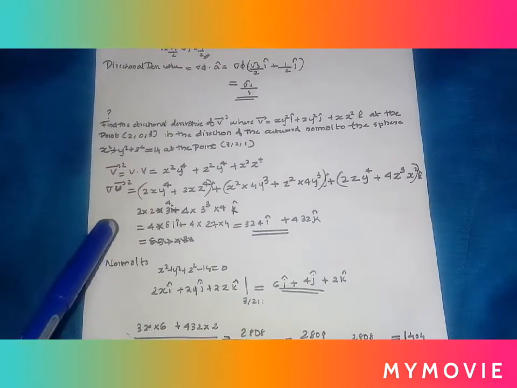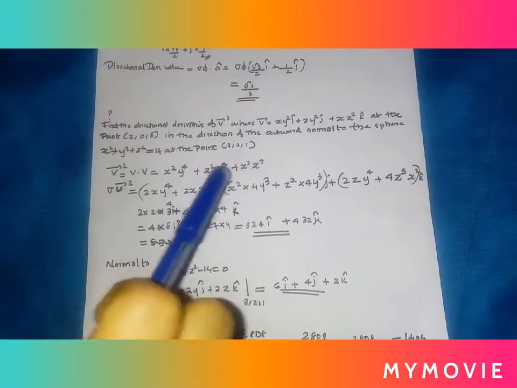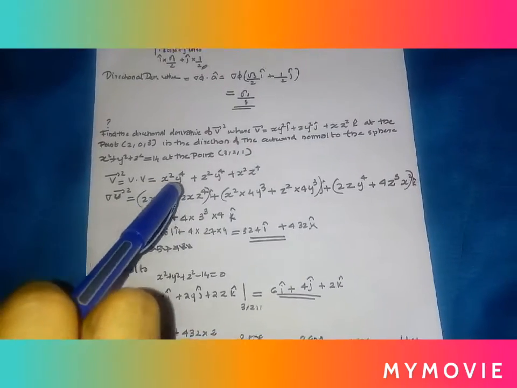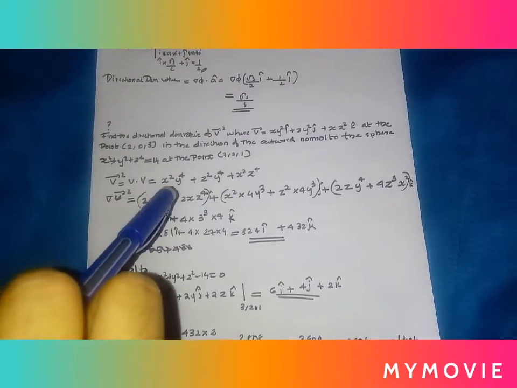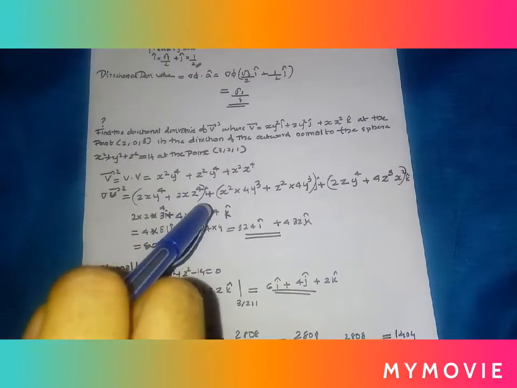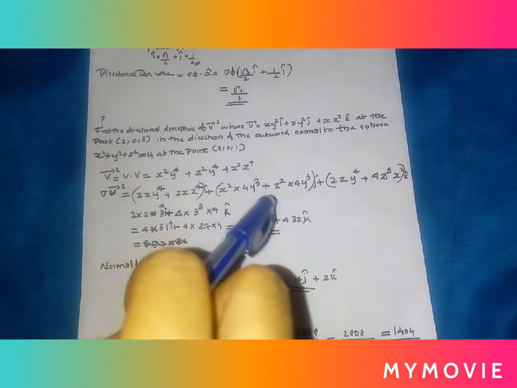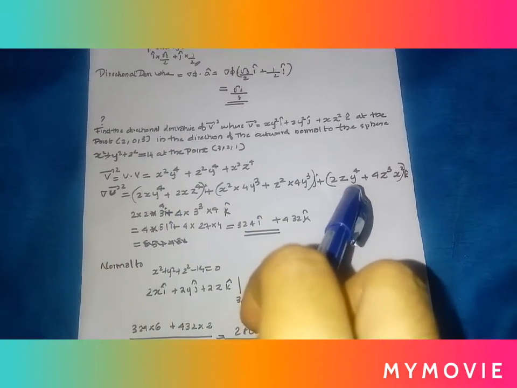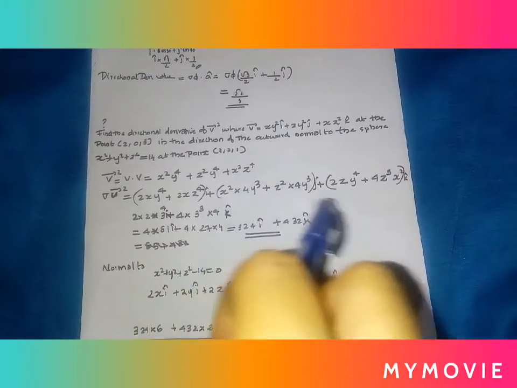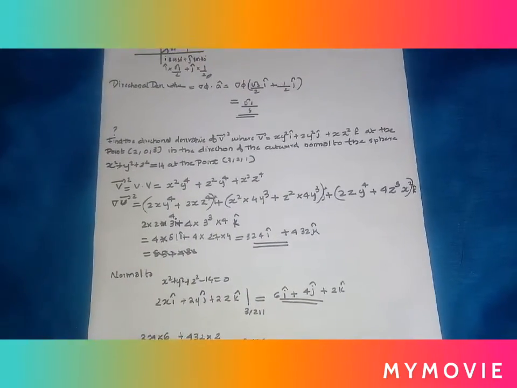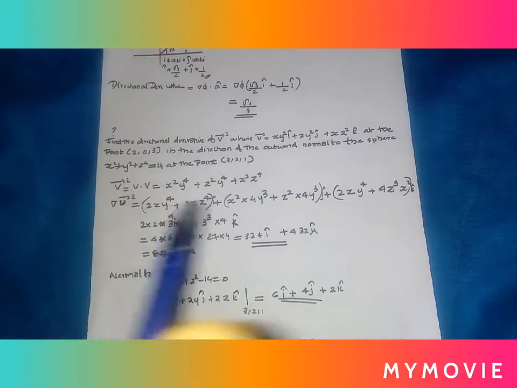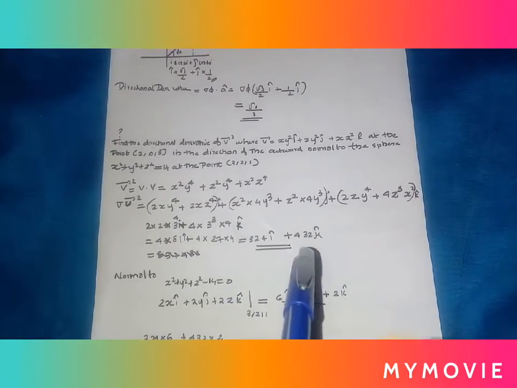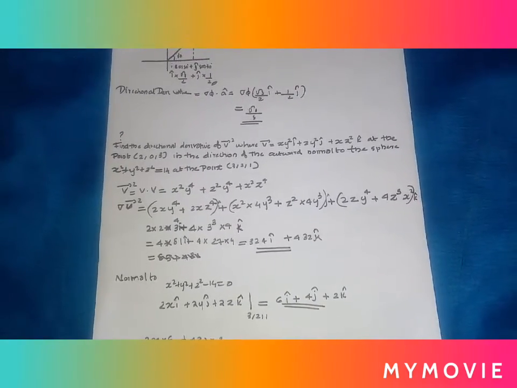And gradient of this function means derivative with respect to x, derivative with respect to y, derivative with respect to z. So we know that we have two terms in x, that means (2xy⁴ + 2xz⁴) i cap plus (x²·4y³ + z²·4y³) j cap plus (2zy⁴ + 4z³x²) k cap, and substitute the point (2, 0, 3) in x, y, z respectively, and we get 324 i plus 432 k cap.